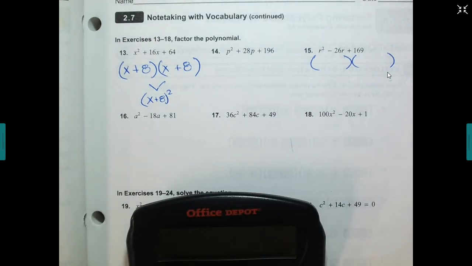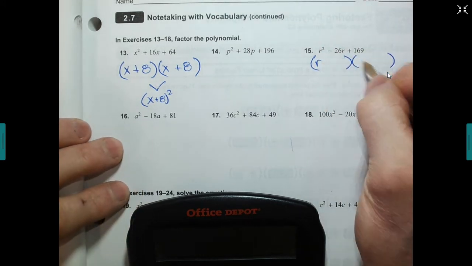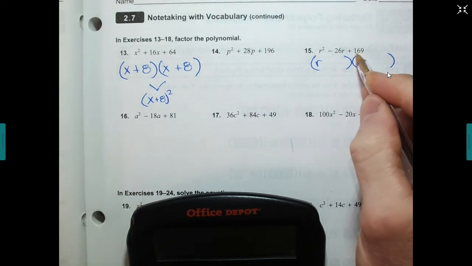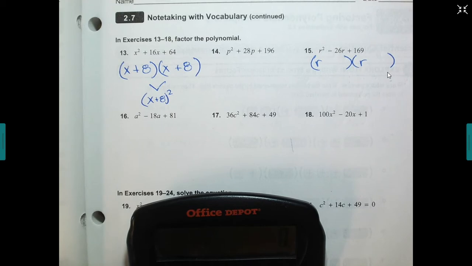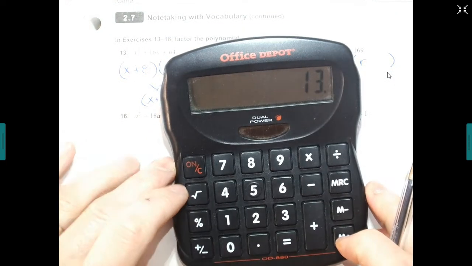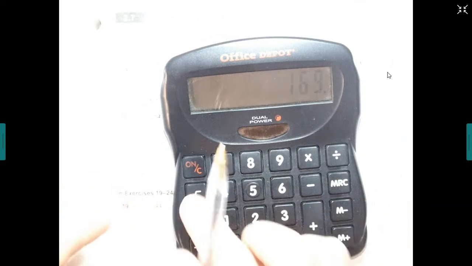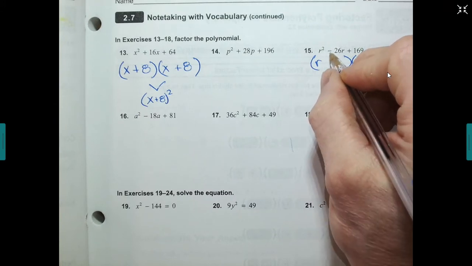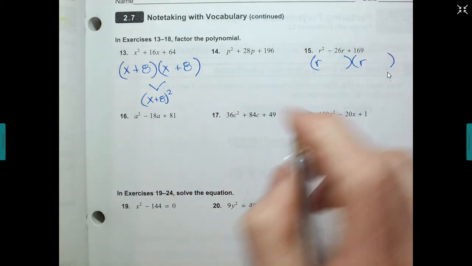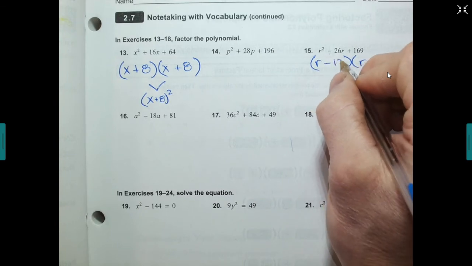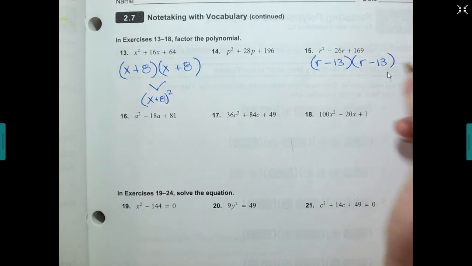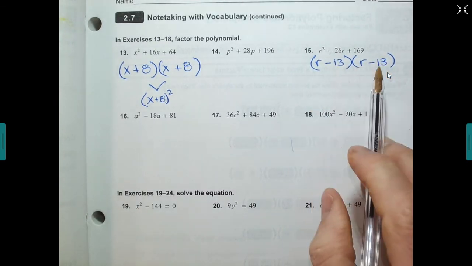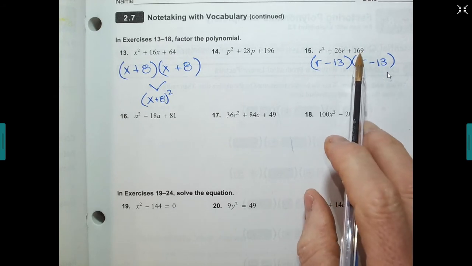So here we have r and r. And then what's the square root of 169? It's 13. 169 square rooted is 13. So I go ahead and I put, oh, it's a minus here. Good thing we caught this. It's a negative 13 and a negative 13. Negative 13 times negative 13 is positive 169.